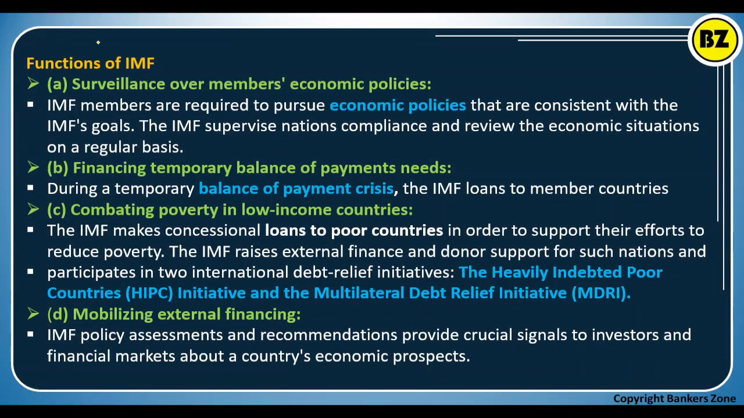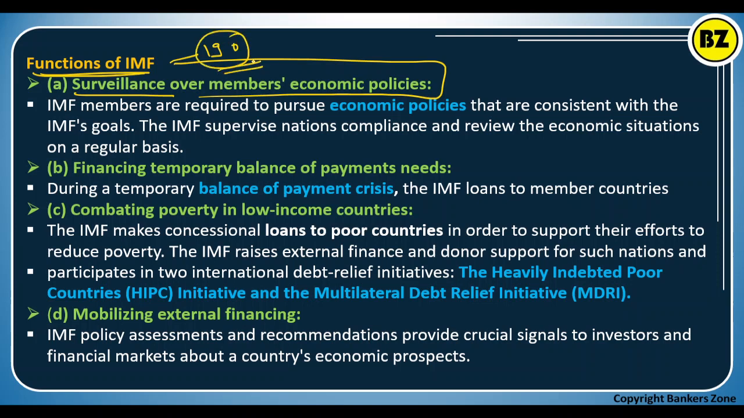See, what are the functions of the IMF? What functions does the IMF do? See, first, one by one: surveillance over members' economic policy. So IMF has around 190 members, right? Whatever economic policy those 190 nations have, the job of surveillance is done by the IMF. IMF basically observes them, okay, monitors them.